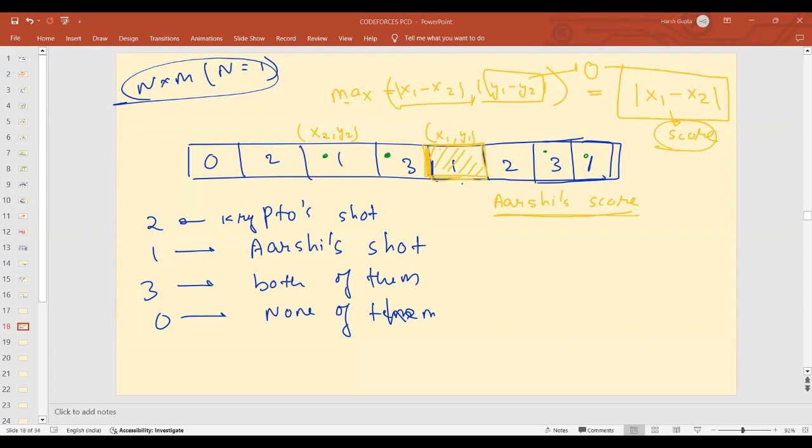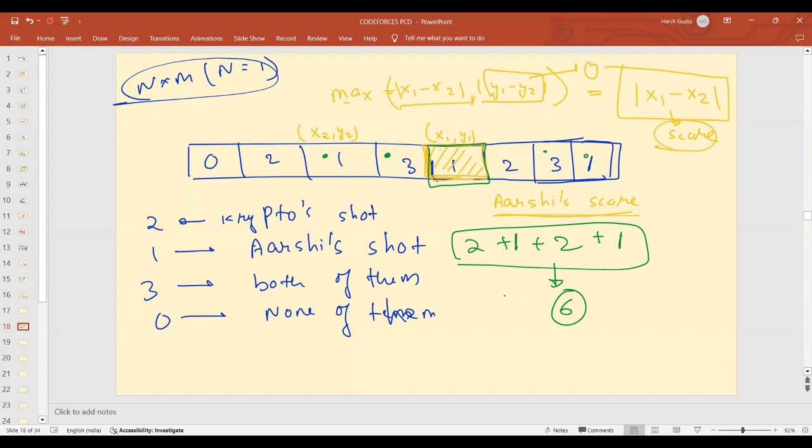So if I am assuming this as the bullseye, then from this particular cell, the distance is 2. From this particular cell, the distance is 1. From this particular cell, the distance is 2. And from this particular cell, the distance is 1. So can I say Archie's score, assuming this particular cell as the bullseye, is actually 6? Does anyone have doubt in this? Kindly tell me. How am I getting this score 6 for Archie?